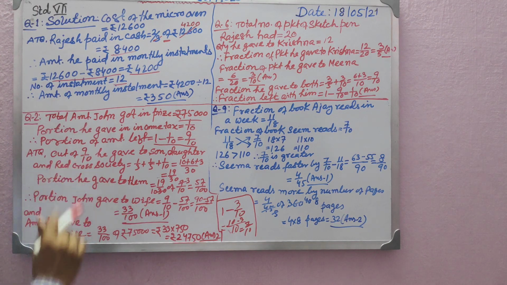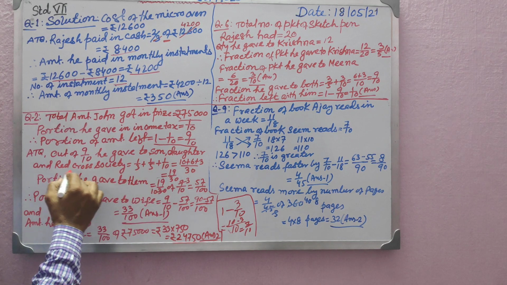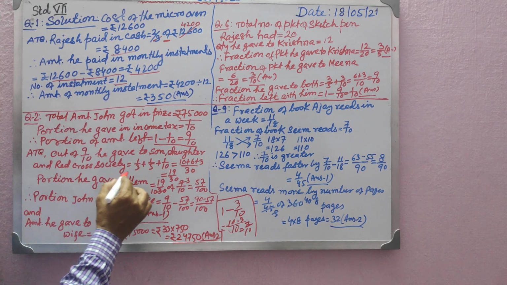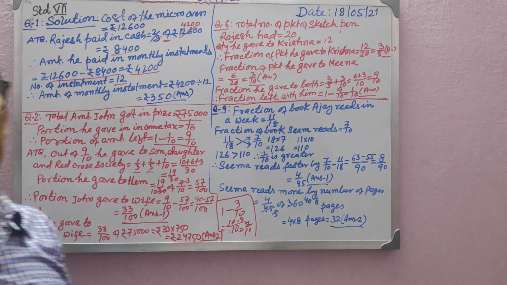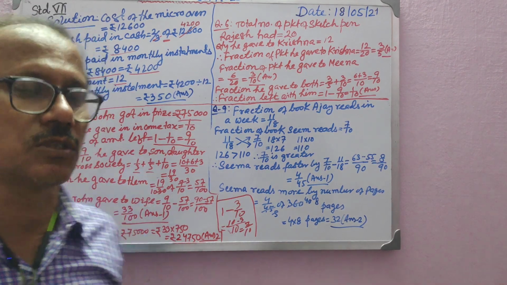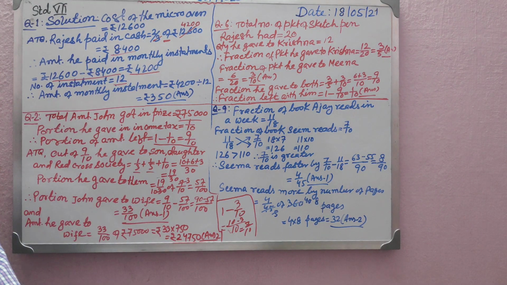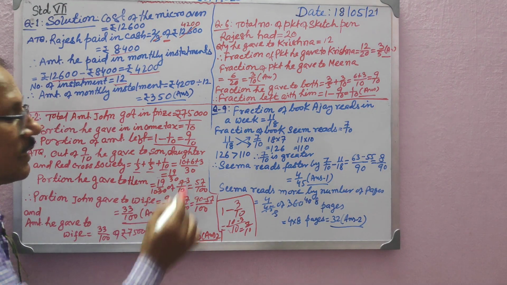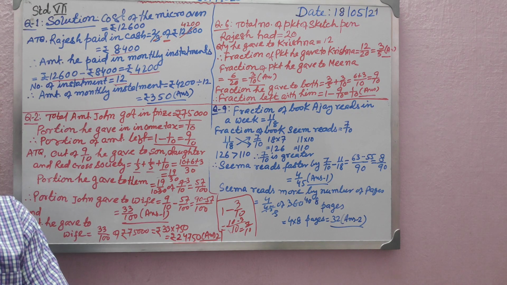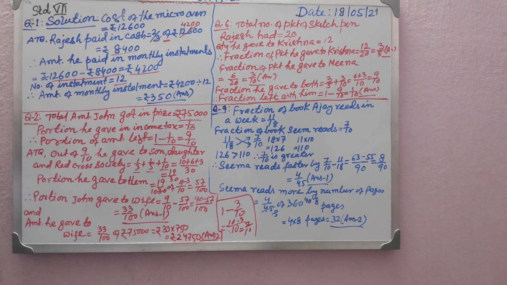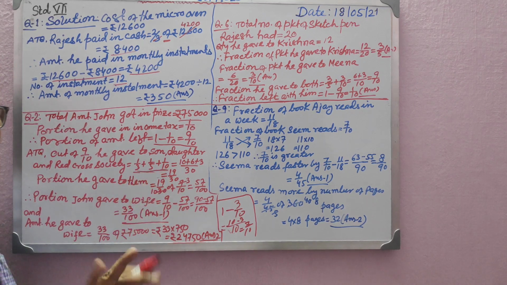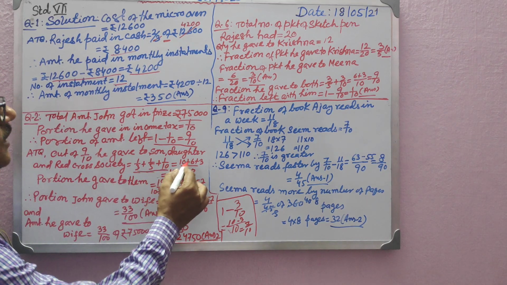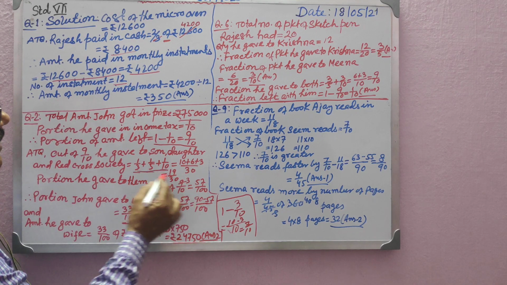What he did? Out of 9/10 he gave to his son, daughter and Red Cross Society. He gave to his son 1/3, he gave to his daughter 1/5, and he gave to the Red Cross Society for some social development, that is 1/10. So out of the remaining he has given all this fraction. So altogether how much he gave? If you find out the LCM, it will be 30.